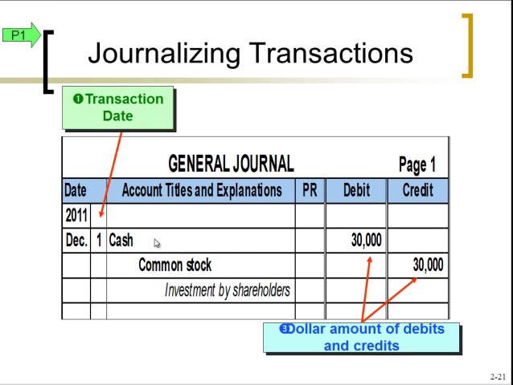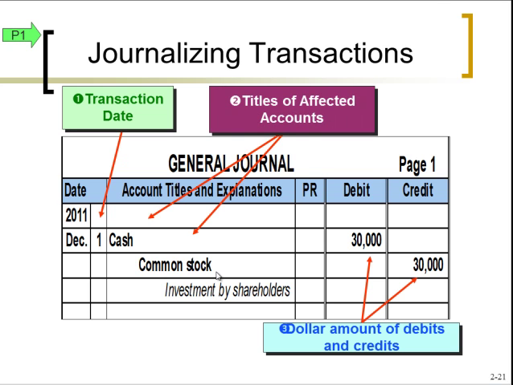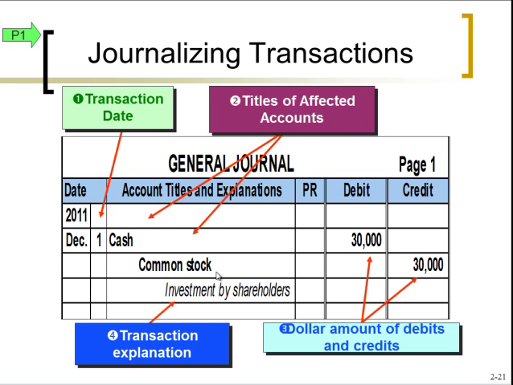The other rule I want to point out is that a debit always goes first. All of your debits go first, and they're flush to the left. They're aligned to the left. The common stock is indented to the right. That matches up with the T account where debits are on the left side, credits are on the right side. So this is all the information we'd want. The date, the accounts, the dollar amount, and maybe an explanation of the transaction if needed.